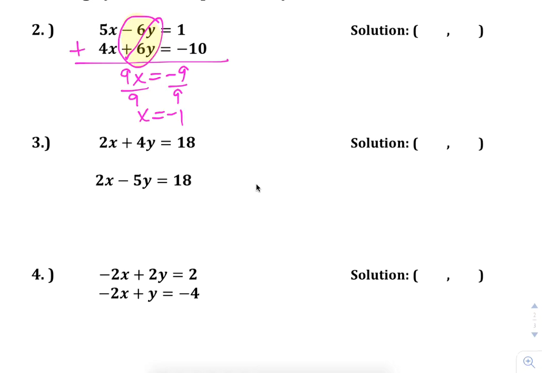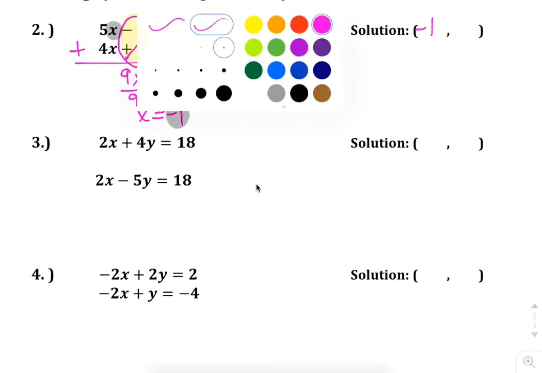So this time, the negative 1 is my first number. He's my x. We're going to do the same thing. Take the x and plug it back into one equation. I'm thinking it might be easier to do that first problem because the numbers are smaller. It honestly doesn't matter which one you do. So I'm going to use the first one.